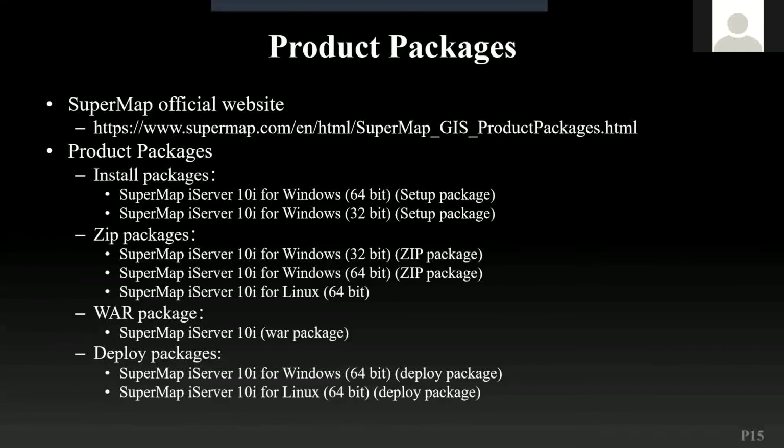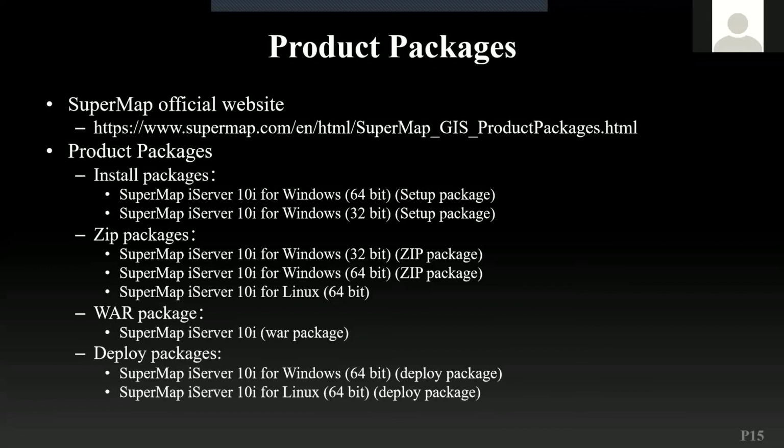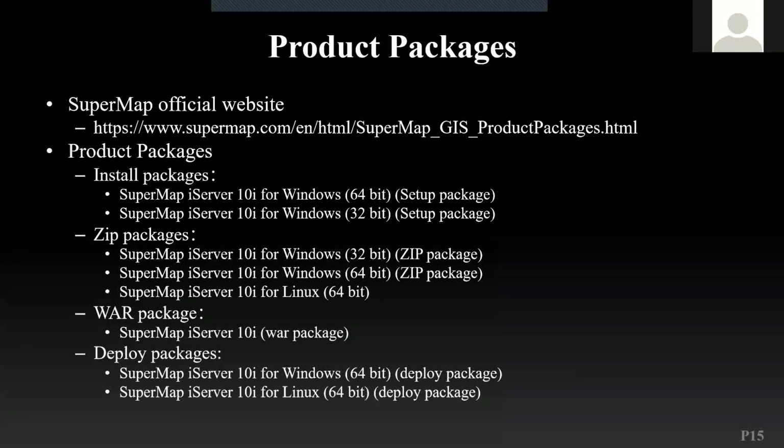The format of this package is just .zip, and you can unzip it directly. Inside the folder there is a startup.bat, and you can just double click it to start iServer. We can notice that inside the zip packages there are iServer 10i for Windows and iServer 10i for Linux. That means for different operating systems we have different packages, like the Windows version and the Linux version.